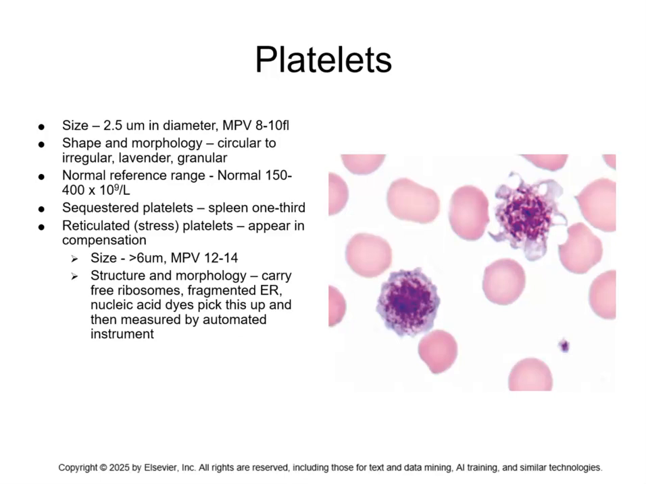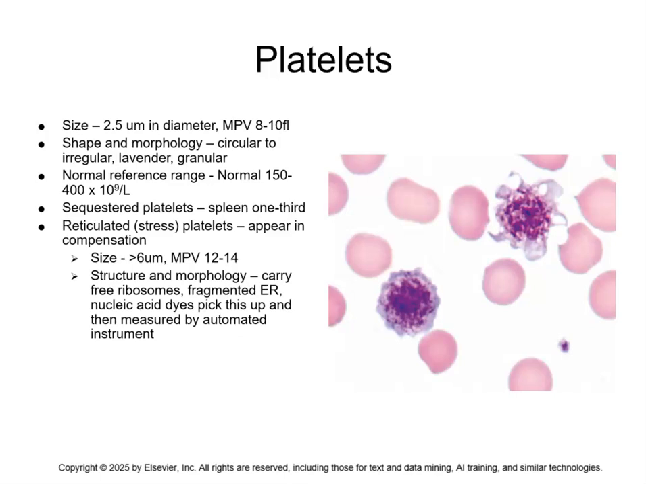So this is a typical platelet. These are a little bit not typical. These are bigger. But a normal platelet is roughly 2 to 3 microns in size. The MPV for it is usually 8 to 10. They're usually small, circular, might be a little irregular. They do have little bumps, granules, we call them alpha, and dense granules that we'll see in it. Again, the normal platelet count is 150 to 400,000. And the spleen holds about a third of the platelet count that's within the body.